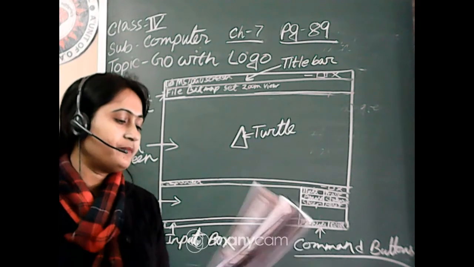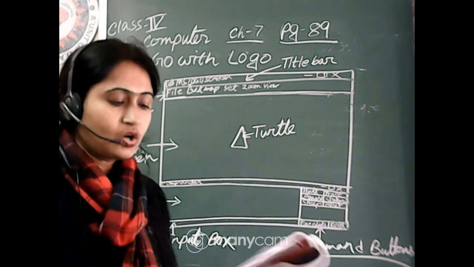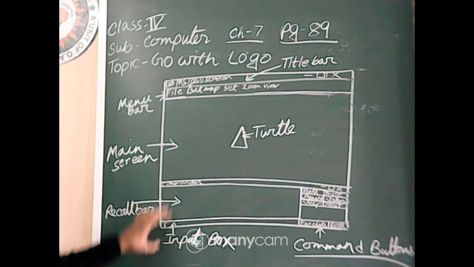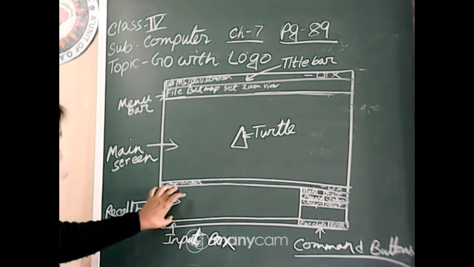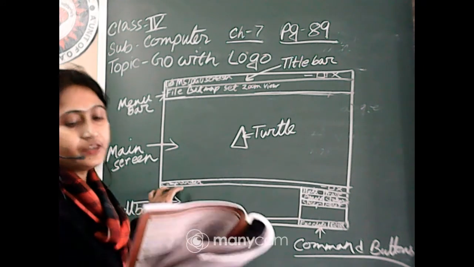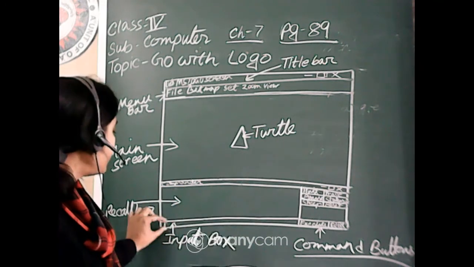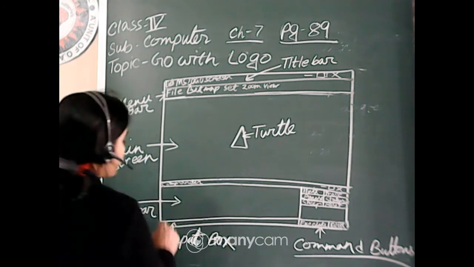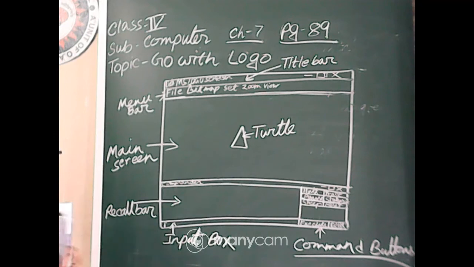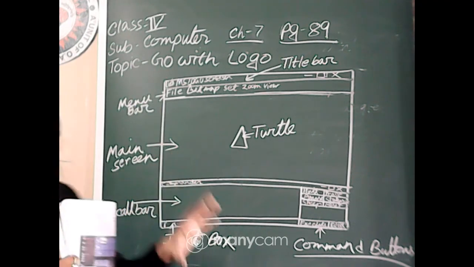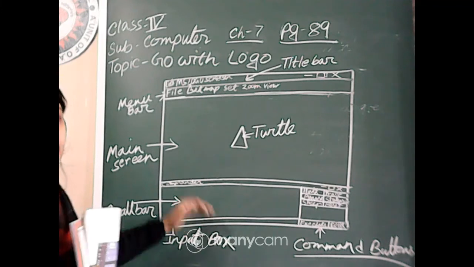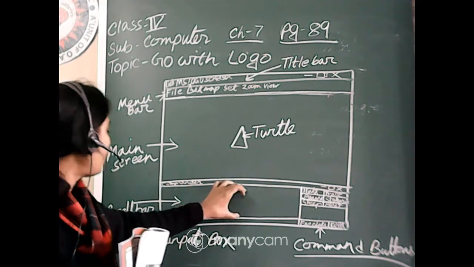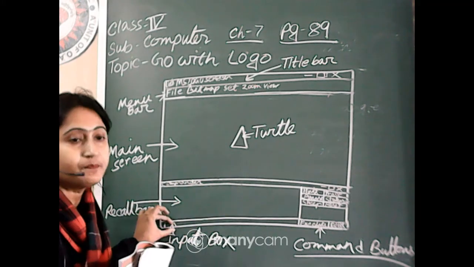The commander window is again divided into two parts: the recall list box and the command input box. This is called the recall list box, and this one is called the input box. So the logo screen is divided into two parts, the main screen and the commander window, and the commander window is divided into the recall list box and the input box.